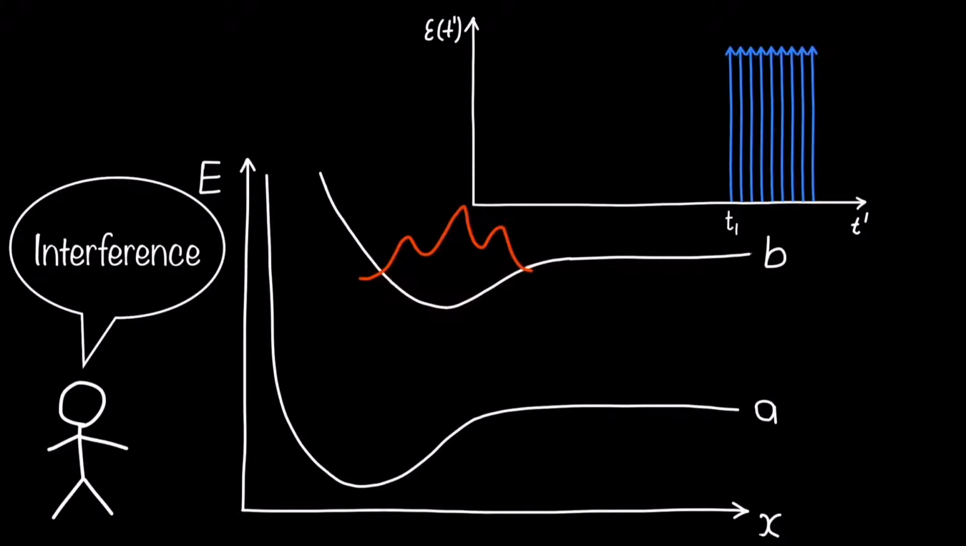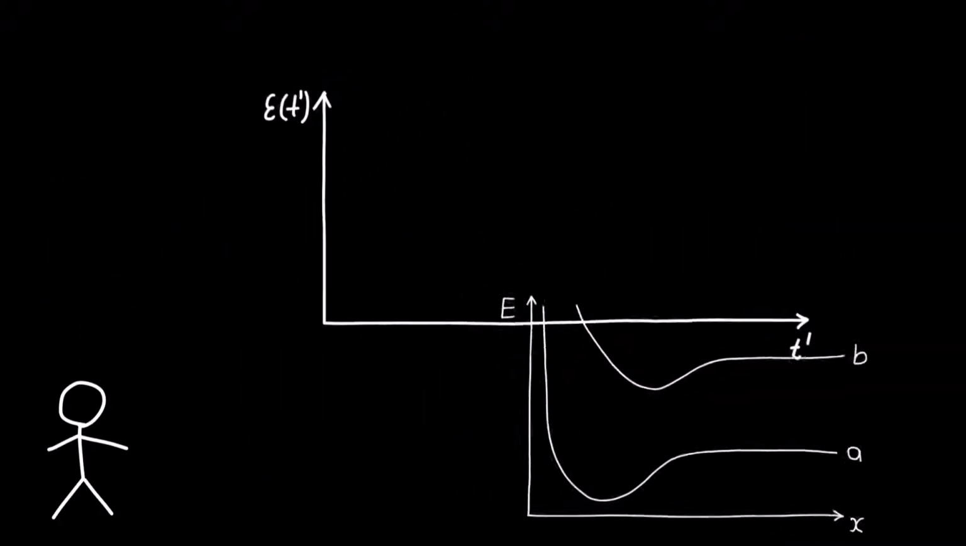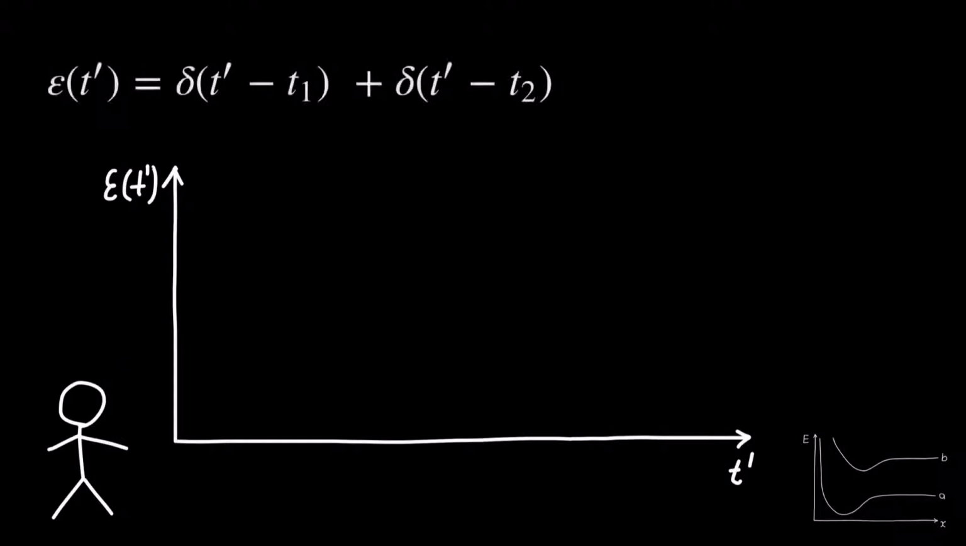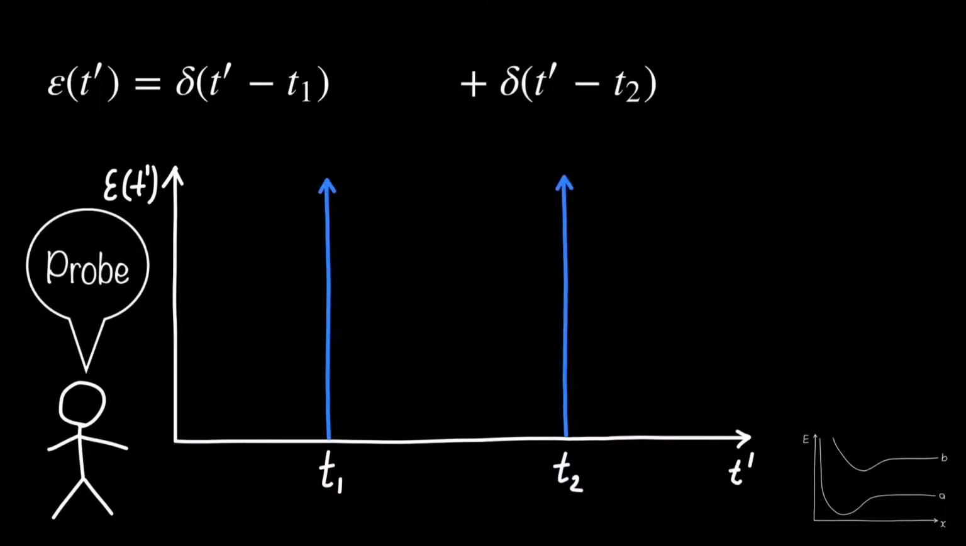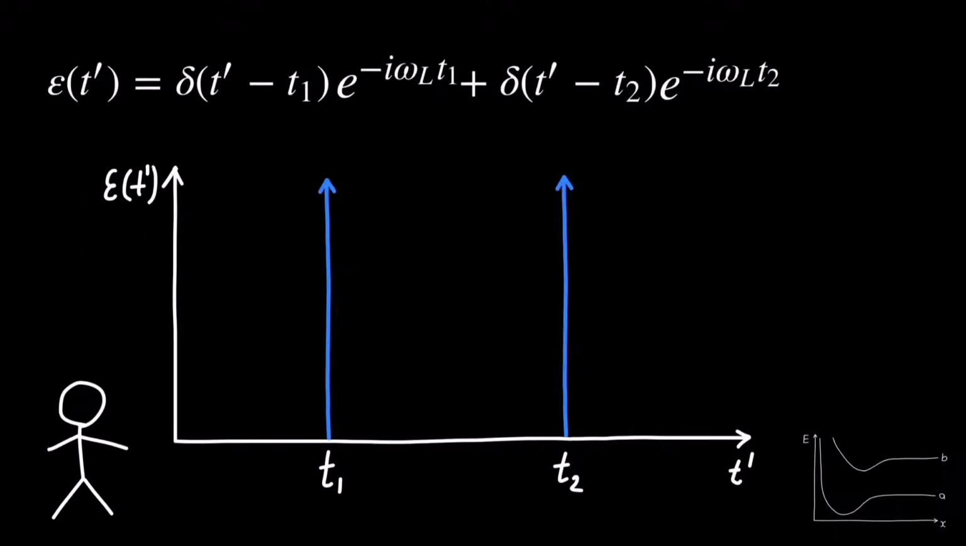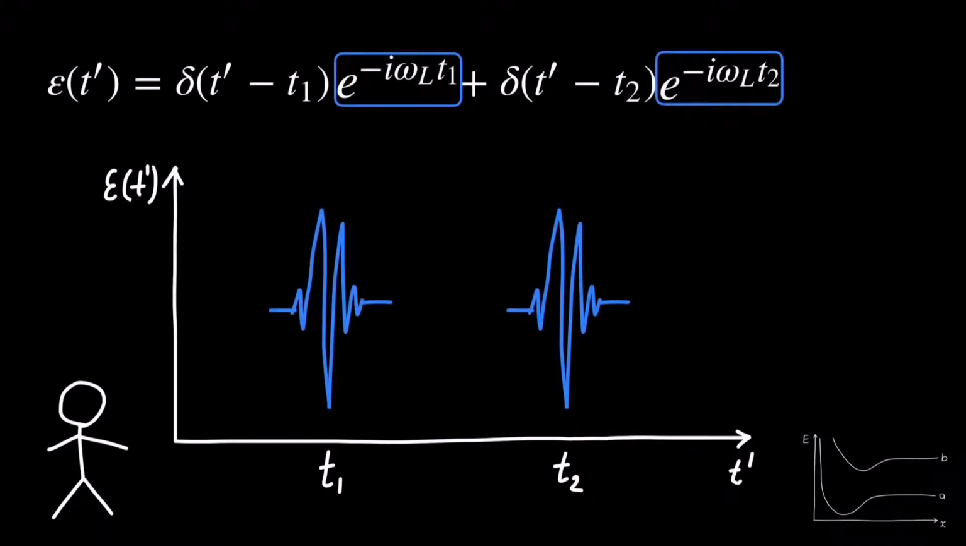Let's consider the simplest situation where we will see this interference, an electric field made of two delta functions. A pump pulse hits the molecule at time t1, and a probe pulse will hit the molecule at time t2. The two wave packets excited by these pulses are going to exhibit interference depending on the phase information of the pulses. Any pulse made by a laser is going to have a carrier frequency. It's a little weird to think about how a delta function has a carrier frequency, but in reality these delta functions are just the limits of some Gaussian pulse. Furthermore, the second pulse can have a different phase from the first pulse.